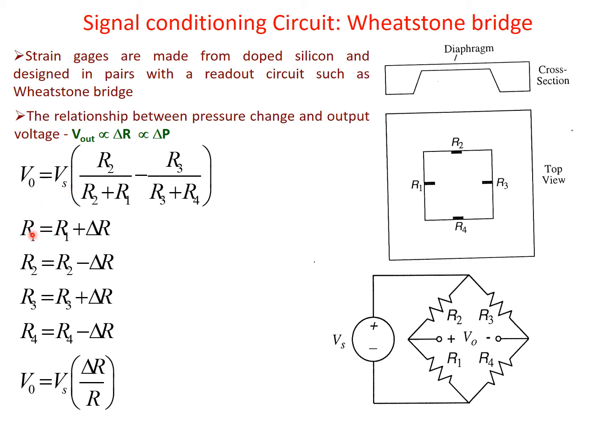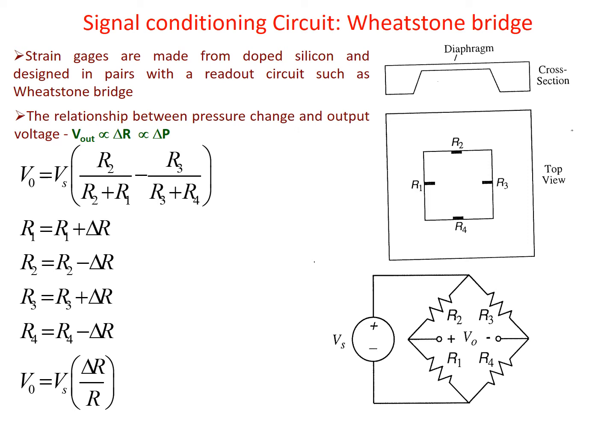Now suppose initially the resistance was R0. Then R1 and R3 will increase, plus delta R, plus delta R, whereas R2 and R4 will be minus delta R and minus delta R, and this is the full bridge configuration. If they are connected in this particular fashion, across these two terminals we apply the supply voltage, whereas across these two terminals we take the voltage output, and if we analyze, the output will be Vs into delta R by R. These derivations we have seen previously when we discussed different types of sensors.